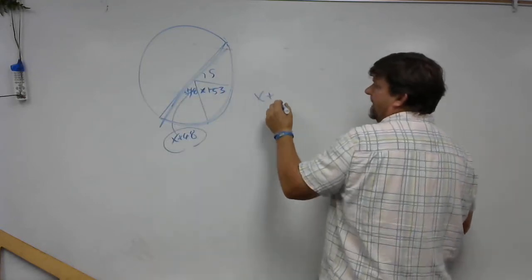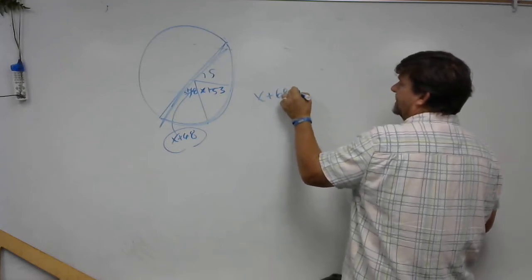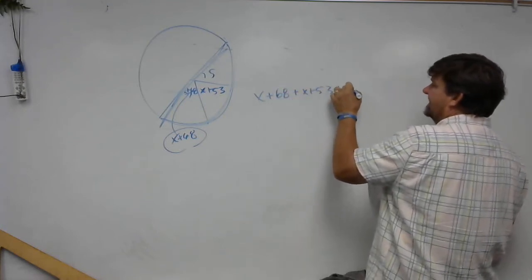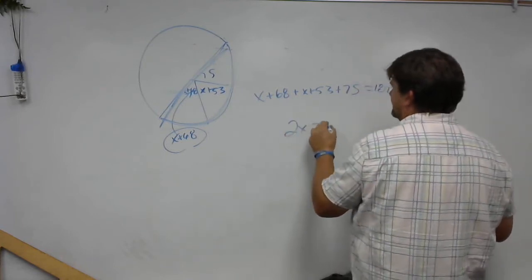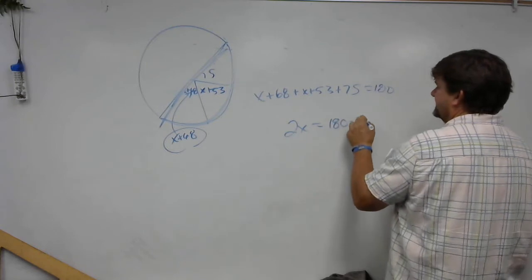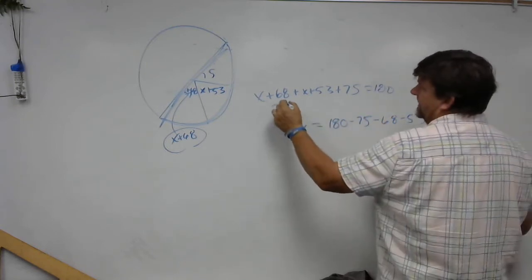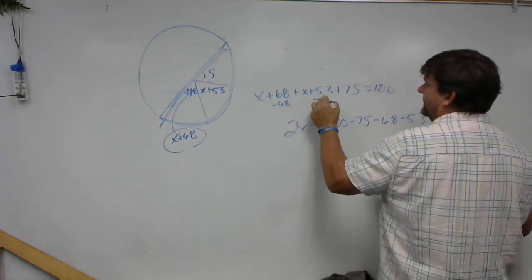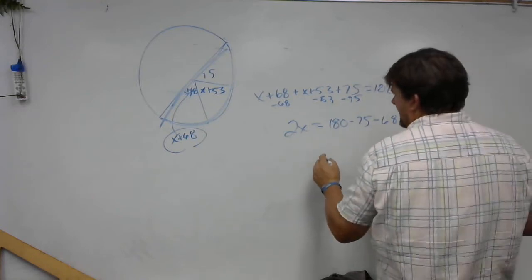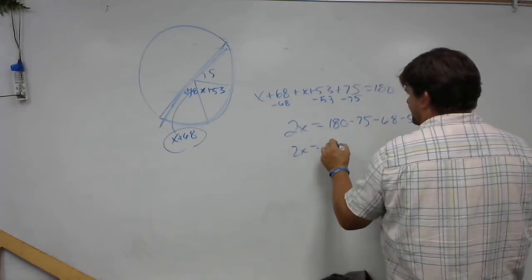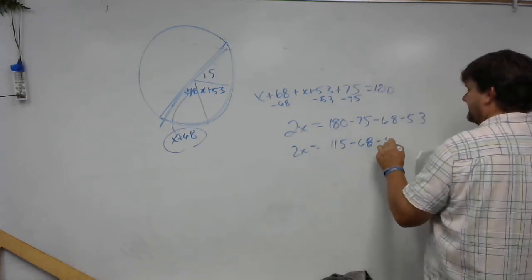So I get x equals 180 because it's a half a circle. X plus 68 plus x plus 53 plus 75 equals 180. That's 2x equals 180 minus 75 minus 68 minus 53. I just subtracted all of these at once from one side to get them over here. So 2x equals 115 minus 68 minus 53.